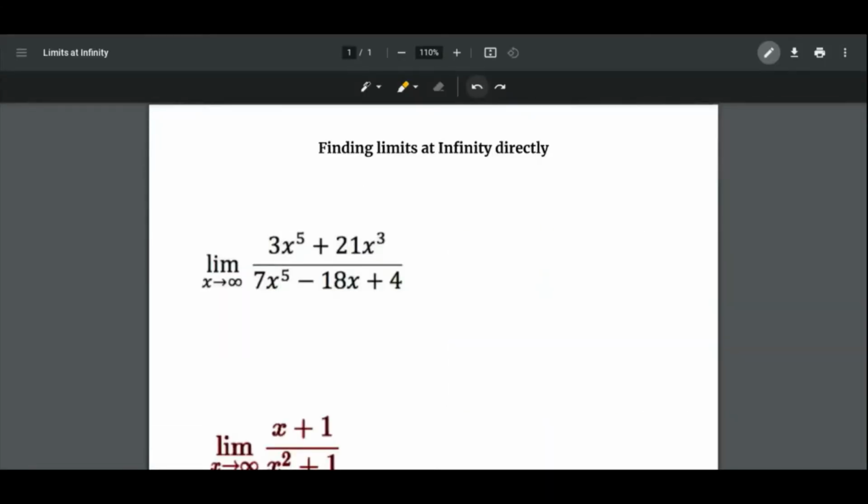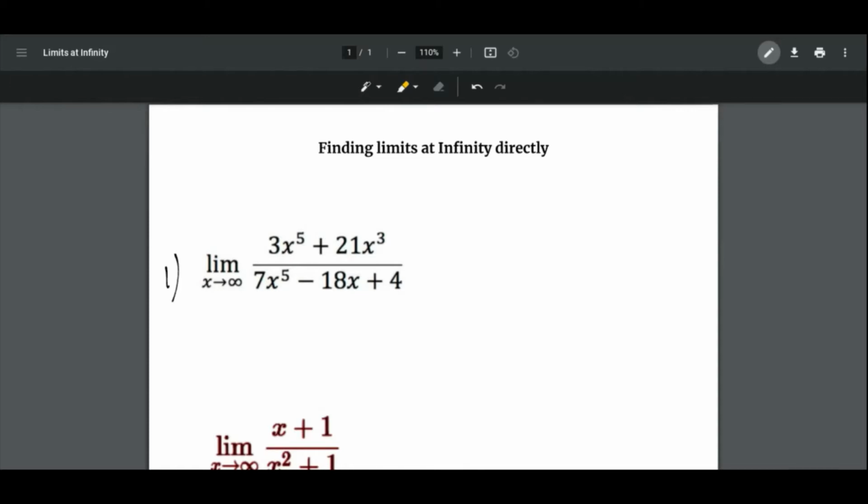Hello everyone, today we're going to learn how to find the limit at infinity directly. In our first case, if the degree of the numerator is equal to the degree of the denominator, then the limit will be equal to the ratio of the leading coefficients of the numerator and denominator. For example, the limit as x approaches infinity of (3x^5 + 21x^3) over (7x^5 - 18x + 4).